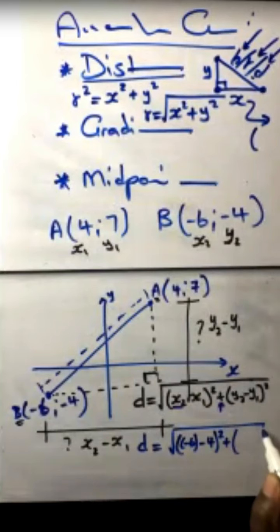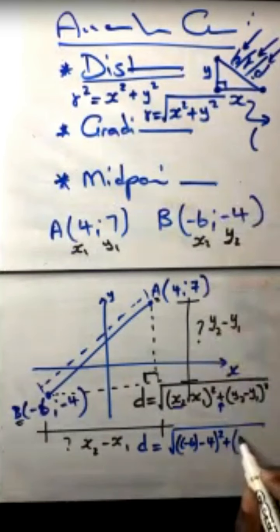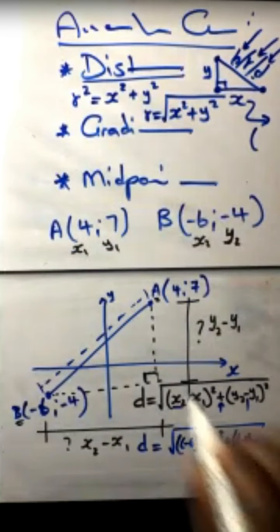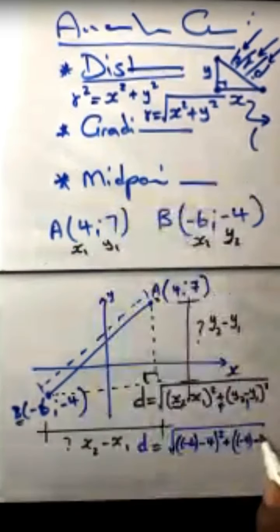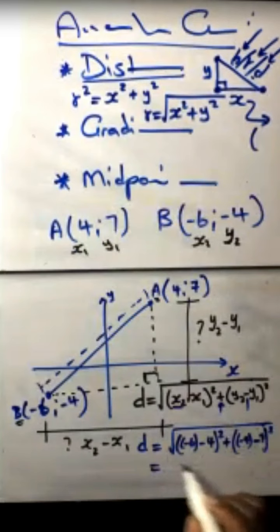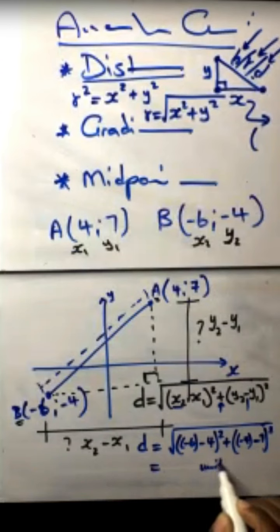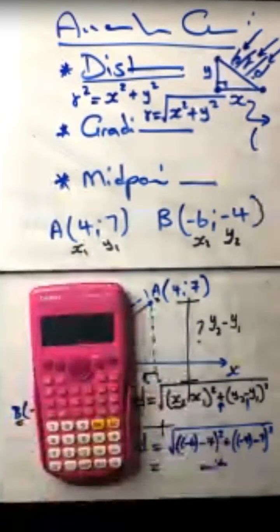You open a bracket, and what is your y2? Your y2 is -4 because it's a negative inside the bracket. The formula has minus, what is your y1? Because it's positive, you can just write it positive, you close, then you square. Then you punch all of this on your calculator. Whatever value you get as your distance, you just say units. So punch it on a calculator and see what that distance is.